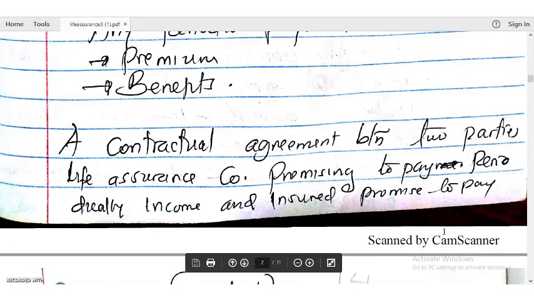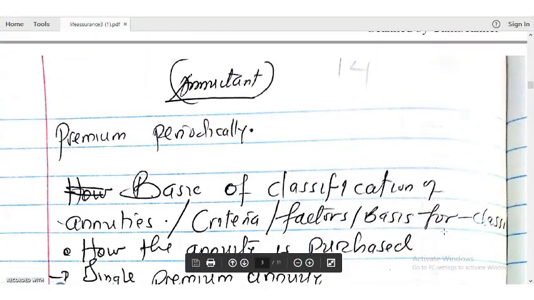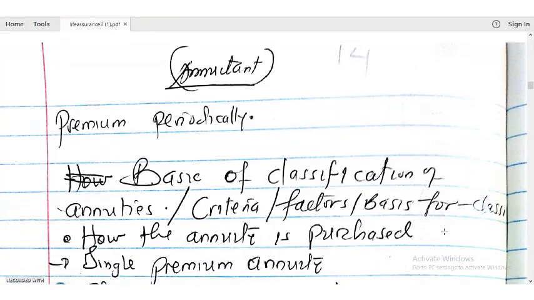A contractual definition again: it is a contractual agreement between two parties, the life assurance company promising to pay periodically income, and the insured promising to pay periodically the premium. That is what we call annuity. An annuitant is a person who is paid periodically.